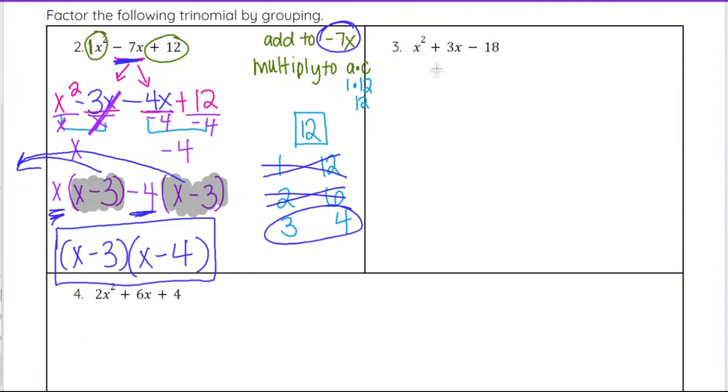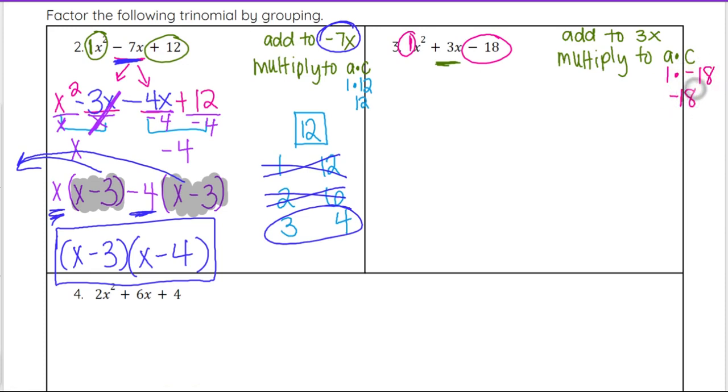So let's do another example like that. X squared plus 3x minus 18. The middle term is 3x, so we need two terms that add to 3x, and they need to multiply to a times c. And remember, a times c is going to be the number in front of the x squared, and then the constant at the end here. So 1 times -18, which is going to be -18.